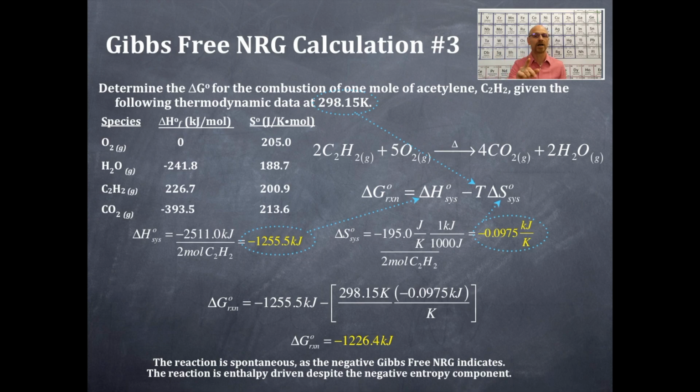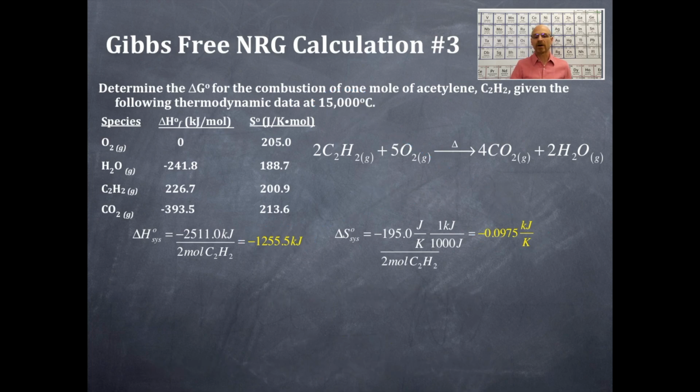We're not done. We've got a lot more to do on this particular problem. We've got a couple of changes here. Now, notice I've made one very small change. So I'm going to read the question here. It says, determine the delta G naught for the combustion of 1 mole of acetylene, C2H2, given the following thermodynamic data at 15,000 degrees Celsius. That's the difference here between this problem and the 25 degrees Celsius on the previous problem.